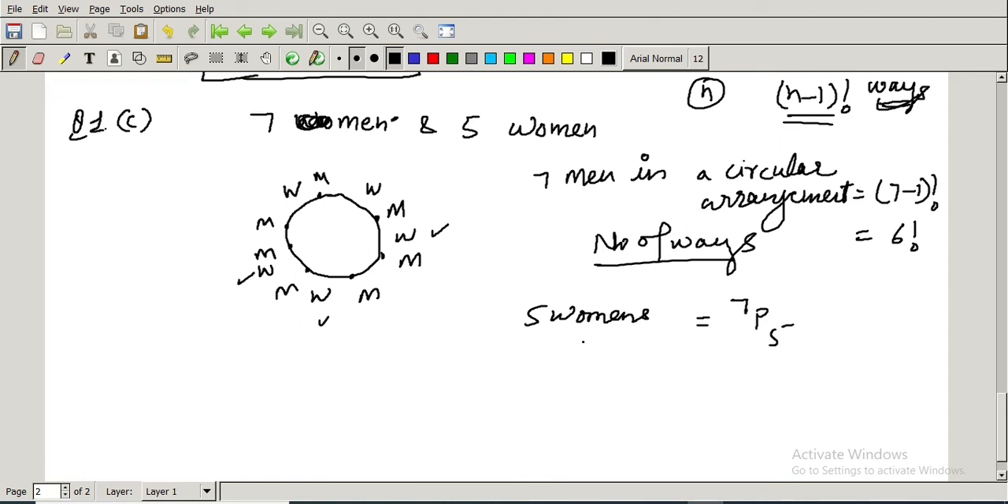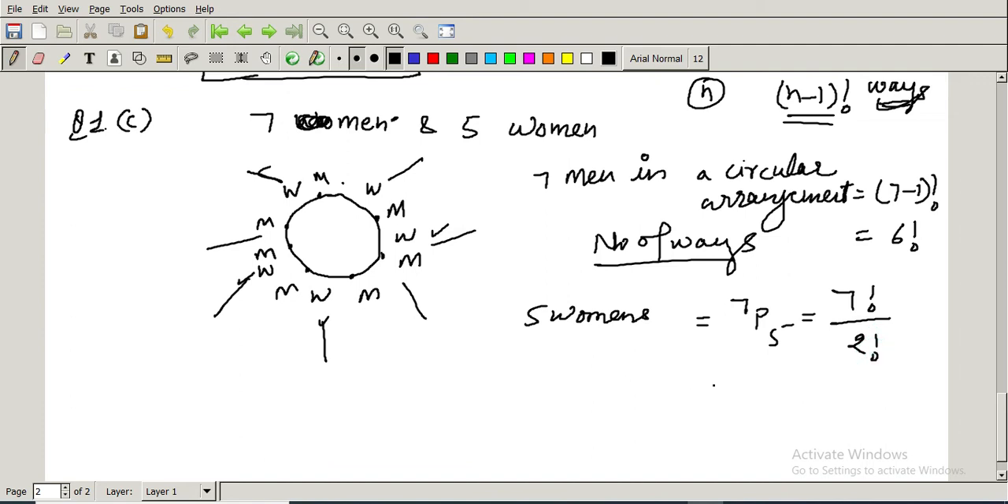Because there are a total of 7 places between the mains. So 1, 2, 3, 4, 5, 6 and 7. So these are the 7 places. Out of these 7 places between the two mains, we have to arrange the 5 moments. So 7P5. Calculated, 7P5 will be 7 factorial over 2 factorial.